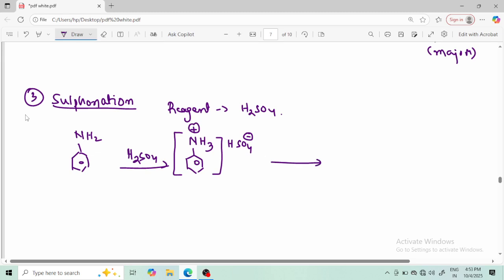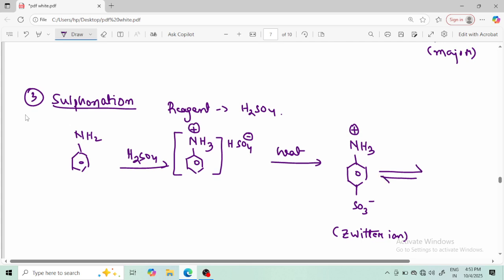Then you are heating it, then you will get here NH3 plus, and here you will get SO3 minus. So this one is actually zwitterion. They ask question on that. And then it will undergo some rearrangement. So you have to get double-headed arrow. Then this one will change to this SO3H. Okay, clear?